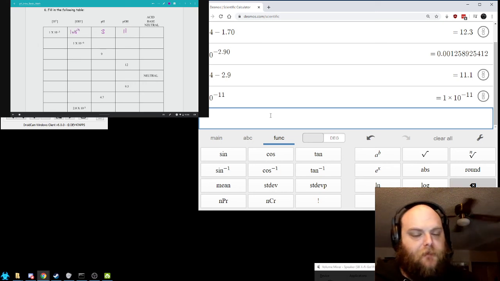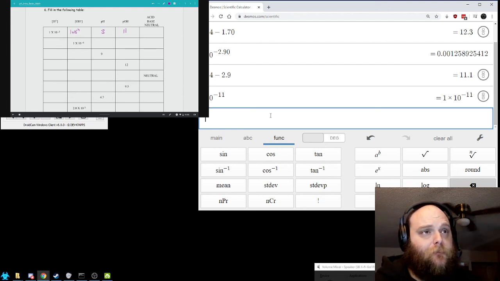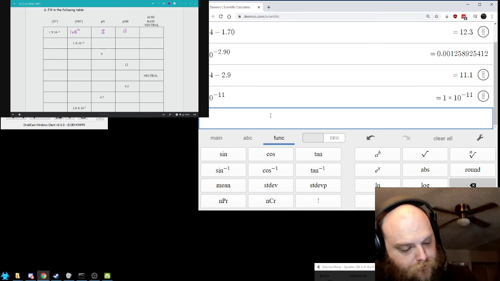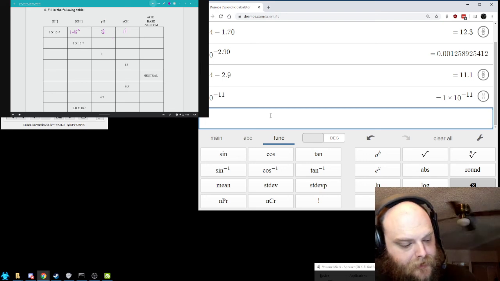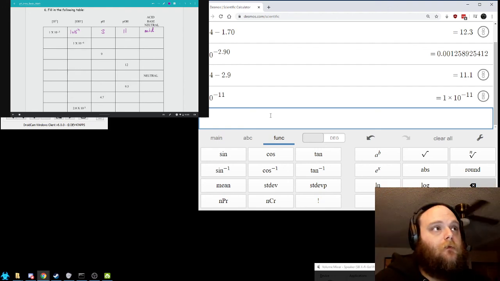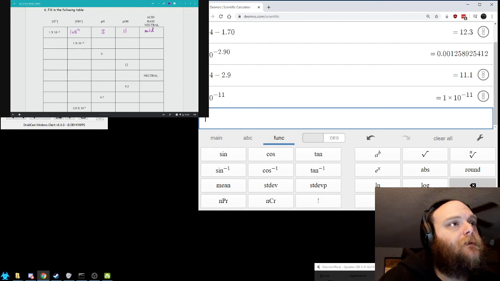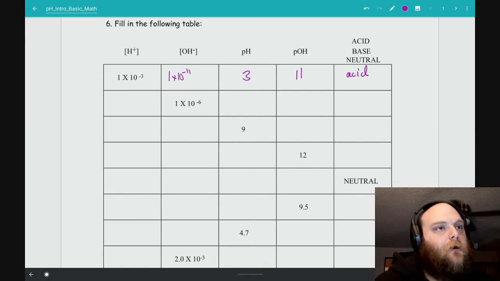So is this acid, base, or neutral? We know that anything that has a pH higher than 7 is going to be a base, and anything with a pH lower than 7 is going to be an acid. And anything at 7 is going to be neutral. So we look at the pH. Is that greater than, equal to, or less than 7? In this case, it's less than 7. So we know that it's an acid. Let me make the screen a little bit bigger so you can see what I'm talking about. And that's how we do all of those.